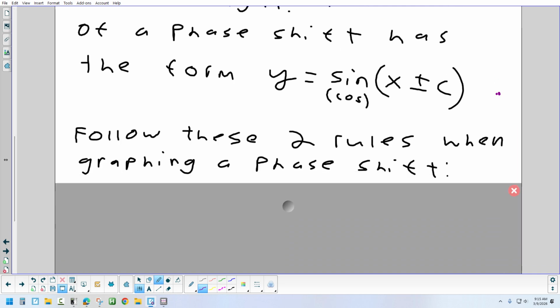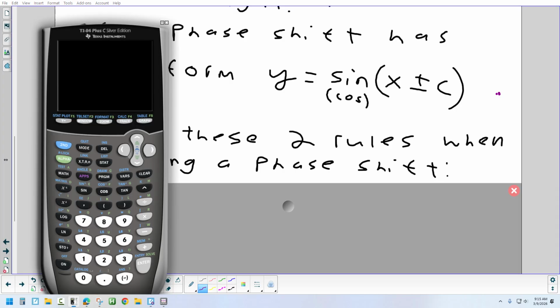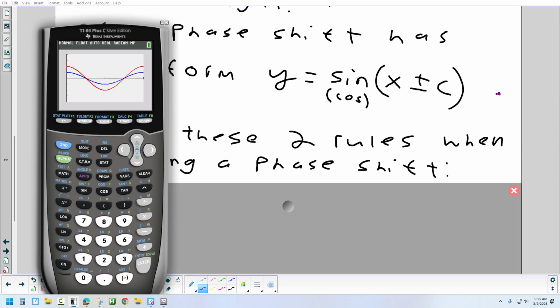All right. So there's 2 different ways when you are shifting that it can move horizontally. It can move left or it can move right. Let's try something and see if we can figure it out. Okay, here's cosine. And now I'm going to do cosine of x plus pi over 4. That's a 45-degree phase shift. My question is, do you think the graph is going to move left pi over 4 units or right pi over 4 units? Right. You think it's going to move right? All right, let's try it.